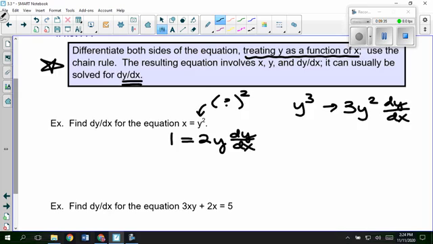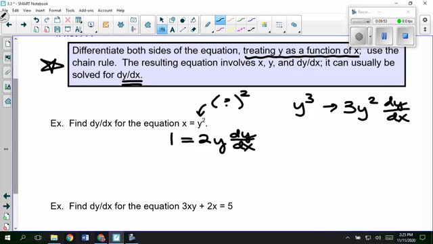Sometimes just seeing that separate might be an aha moment for you, where you're like, okay, I'm kind of getting it a little bit. Okay, but we take that power, pop it up front, keep the gut the same, drop the power by 1, and then tack on the derivative of the gut. Okay, so we'll keep practicing, don't worry.